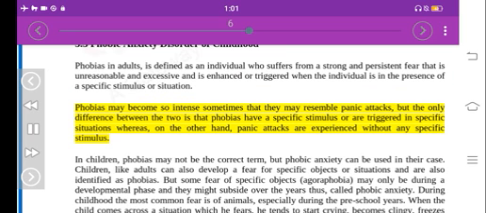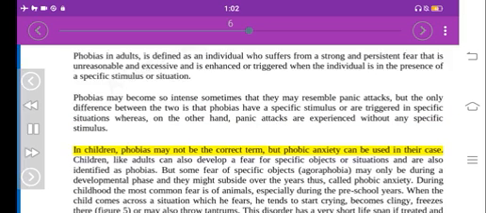Phobias may become so intense sometimes that they may resemble panic attacks, but the only difference between the two is that phobias have a specific stimulus or are triggered in specific situations, whereas, on the other hand, panic attacks are experienced without any specific stimulus. In children, phobias may not be the correct term, but phobic anxiety can be used in their case.